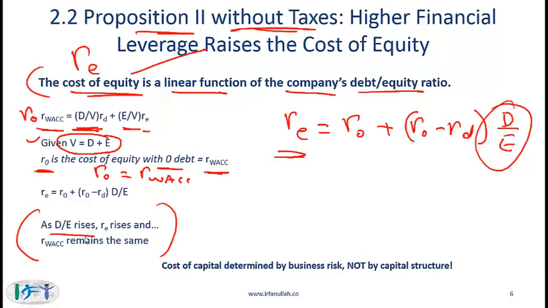As debt to equity rises, the cost of equity rises and the overall cost of capital remains the same. In other words, the overall cost of capital for a company is determined by the business risk of a company, not by the capital structure. According to Prop 1 and Prop 2 without taxes, if you change the capital structure, that will not impact the overall cost of capital. It will only impact the cost of equity.